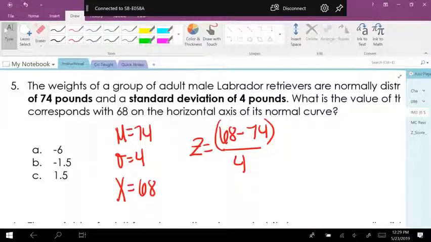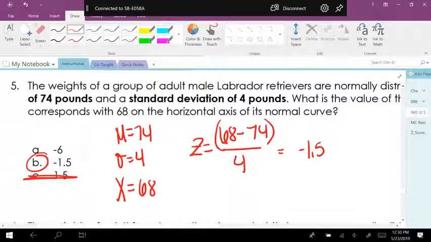It's not going to be positive. Very good. It's not going to be positive. C is gone. Okay, here's why. 68 is smaller than the mean. Remember when we talked about that? Your z-score is always going to represent whether you are bigger than the mean or smaller than the mean. If you're smaller than the mean, that means you're negative. Understanding these types of problems will get you down to a 50-50 shot. When you calculate, you should get negative 1.5. Anyone know why I can cross off A too?